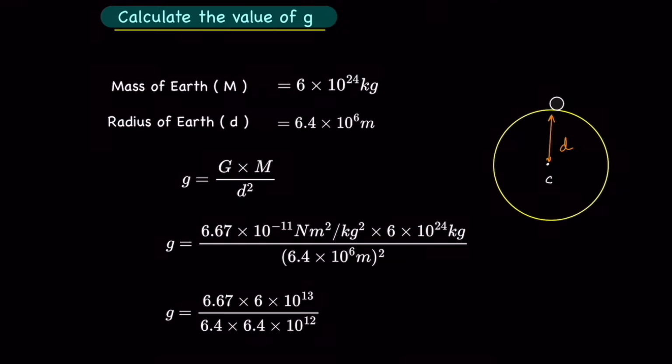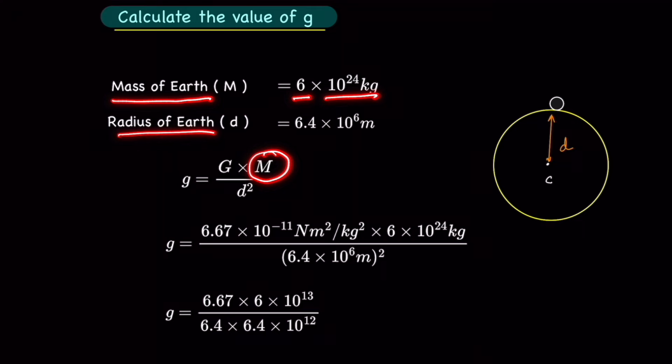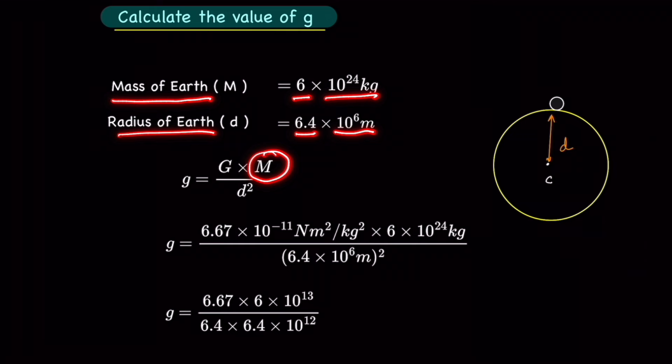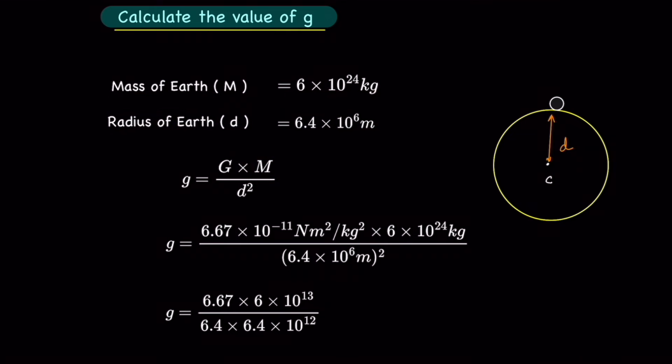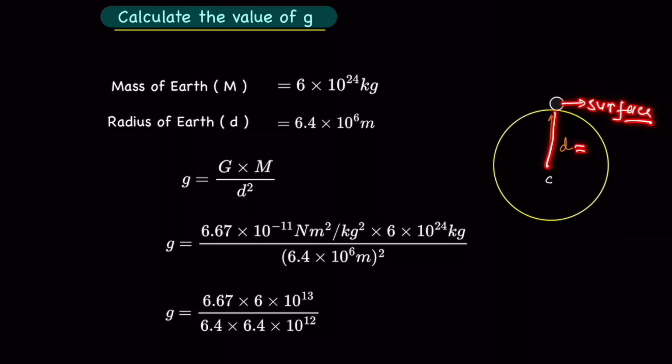For this we need to know the mass of Earth, because here capital M is the mass of Earth. Its value is 6 into 10 to the power 24 kg. Radius of Earth is 6.4 into 10 to the power 6 meter. Why are we using radius of Earth as d? Because here we are finding the acceleration due to gravity on the surface. So when we consider acceleration due to gravity on the surface, our distance is the radius.